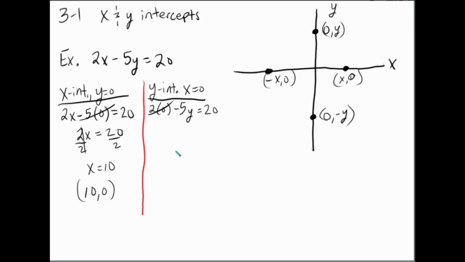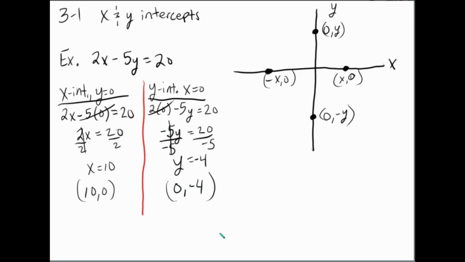2 times 0 will cancel, leaving me negative 5y equals 20. Now I'm going to divide both sides by negative 5. Y will equal 20 divided by negative 5, which is negative 4. So that means my y-intercept is going to be 0 comma negative 4.